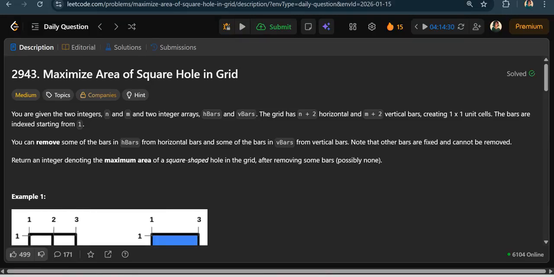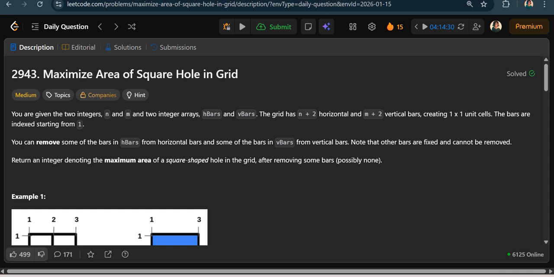So let's solve today's question without wasting any time. Today's LeetCode question is Maximize Area of Square Hole in Grid. In this we are given two integers n and m, and two integer arrays hBars and vBars.